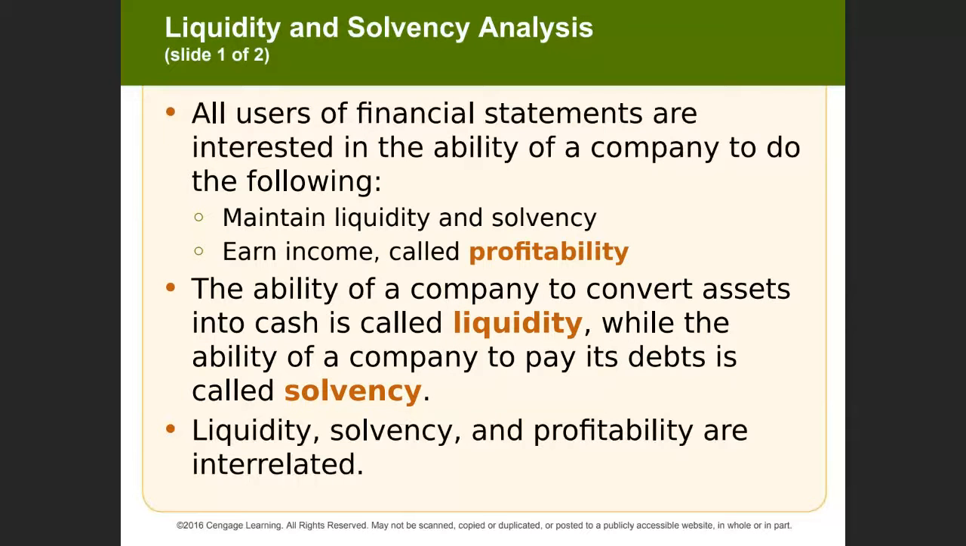All users of financial statements are interested in the ability of a company to do the following. How they maintain their liquidity and solvency, and how they earn income, which is also called profitability. The ability of a company to convert assets into cash is called liquidity, while the ability of a company to pay its debts is called solvency. Liquidity, solvency, and profitability are all interrelated.